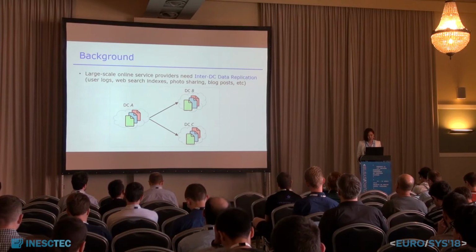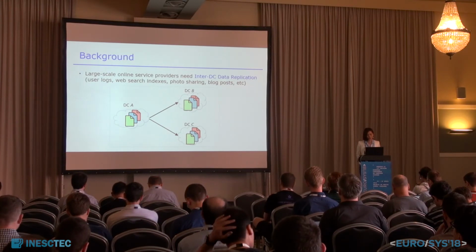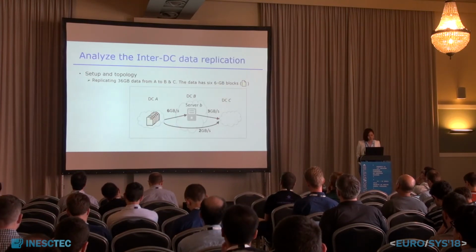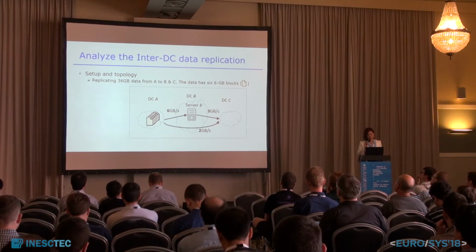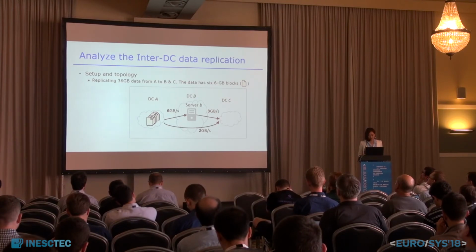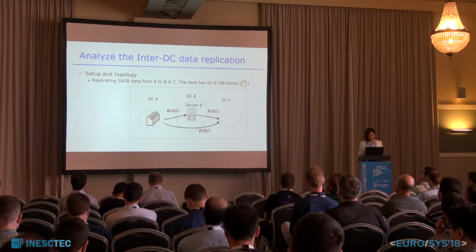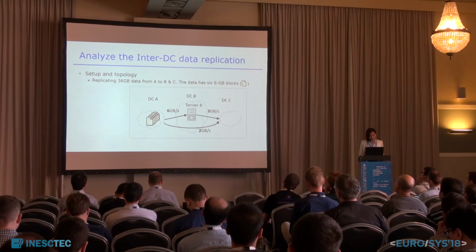And to quantify the potential of leveraging such bottleneck disjoint overlay paths, here we present a typical example. First, the setup and topology. Suppose we need to replicate 36 gigabytes of data, which is split into 6 blocks, from DC A to B and C. And there are two paths.